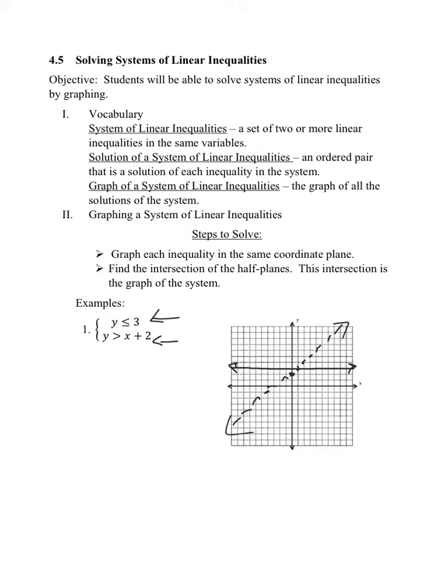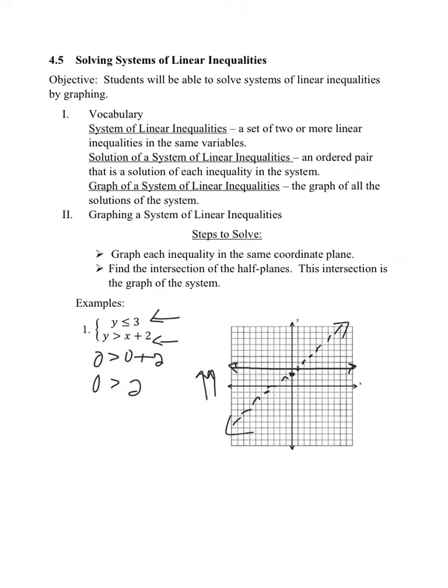Now we have to determine which way we need to shade. Anytime you have a horizontal line, y is less than or equal to 3, you shade down for less than, like all this down here for less than that line. For this second equation, you plug in 0, 0, because the line does not go through the origin, so 0 is greater than 0 plus 2, 0 is greater than 2. That's not a solution, so that means you're shading up from the line.